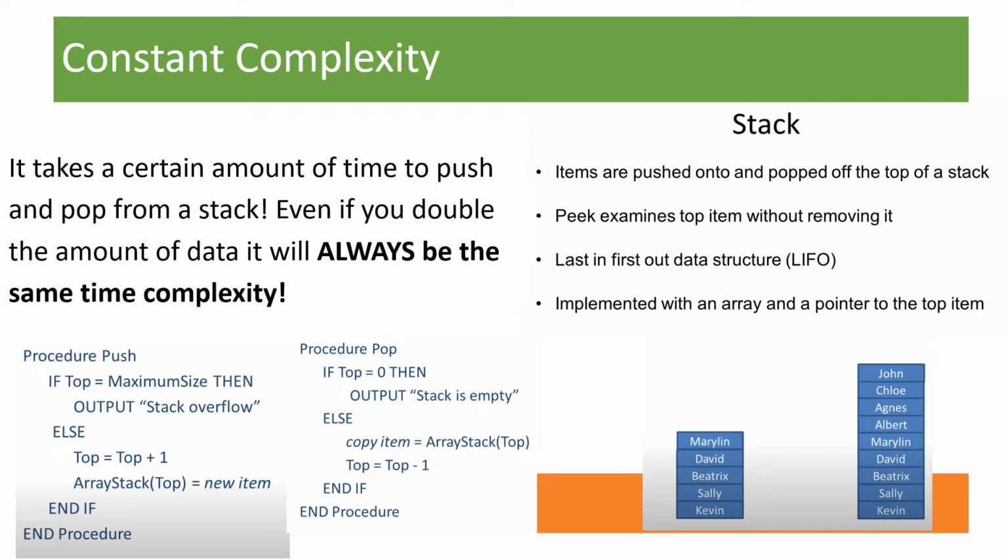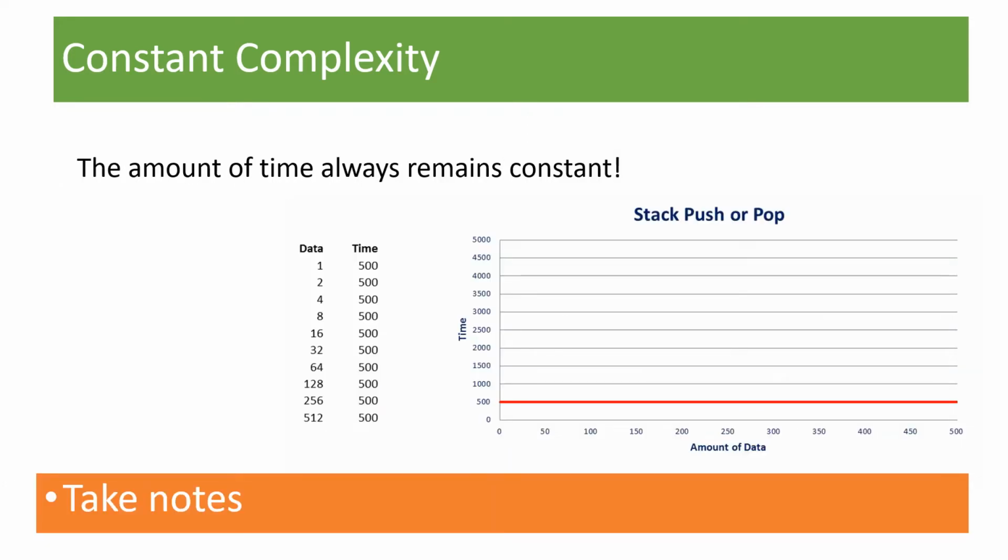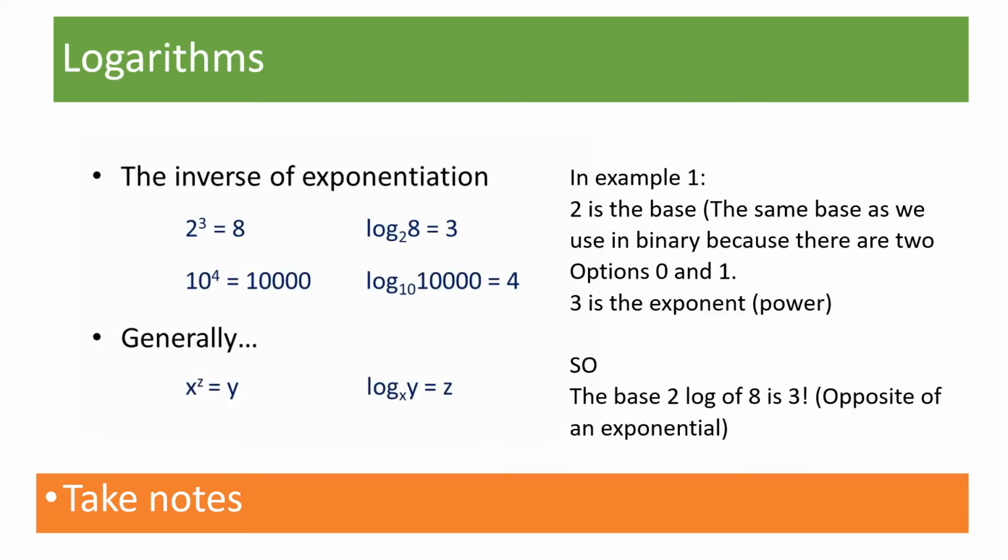There's one instance when this won't be the case, and that's if we have a stack overflow. So, the time complexity is constant. Because it's constant, our graph will look a little bit like this. Make sure you add this to your notes. You can see as the data grows, the time complexity remains exactly the same. Our next complexity is a logarithmic complexity.